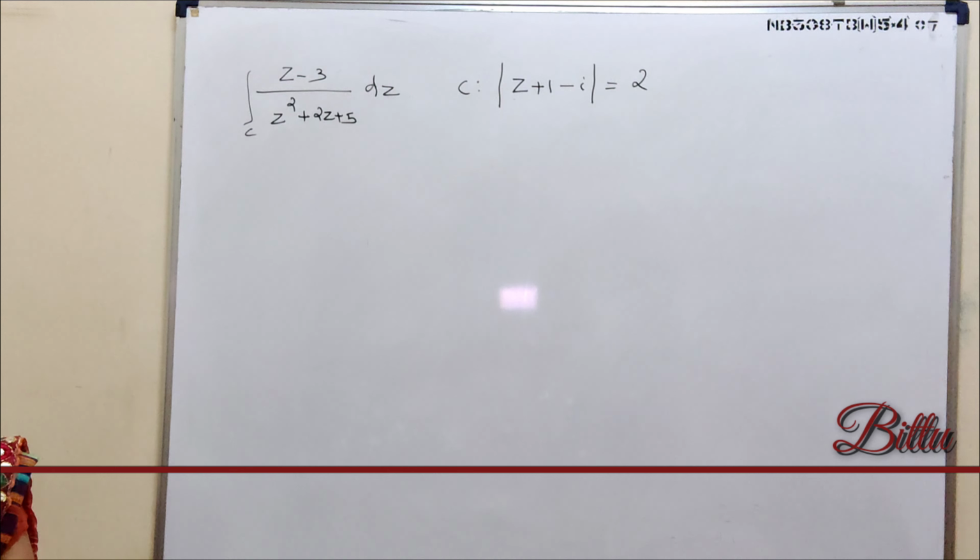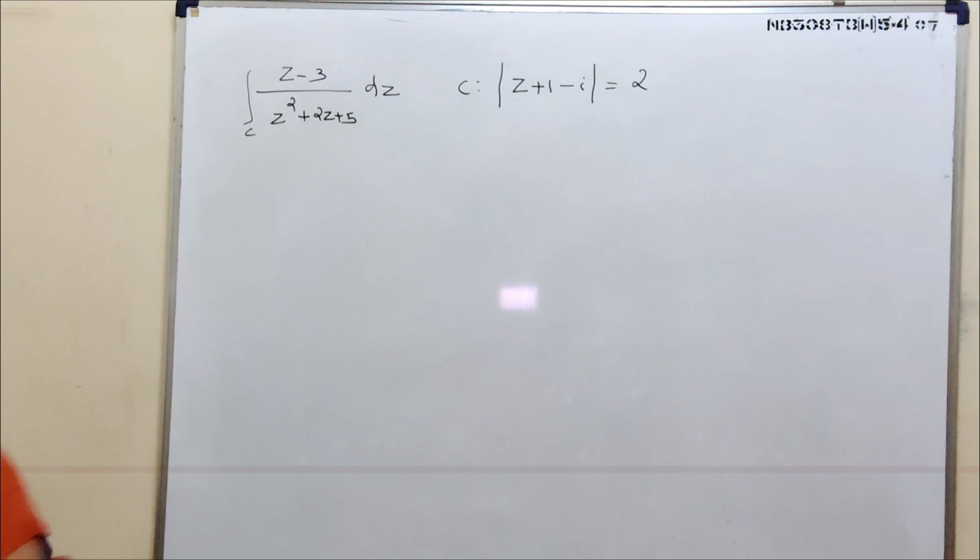Next integral: (z minus 3) by (z square plus 2z plus 5) along the circle mod of z plus 1 minus i equal to 2. Few students may find difficulty identifying the position of the singular point with respect to C and also while evaluating the residue. See how we can answer this question.